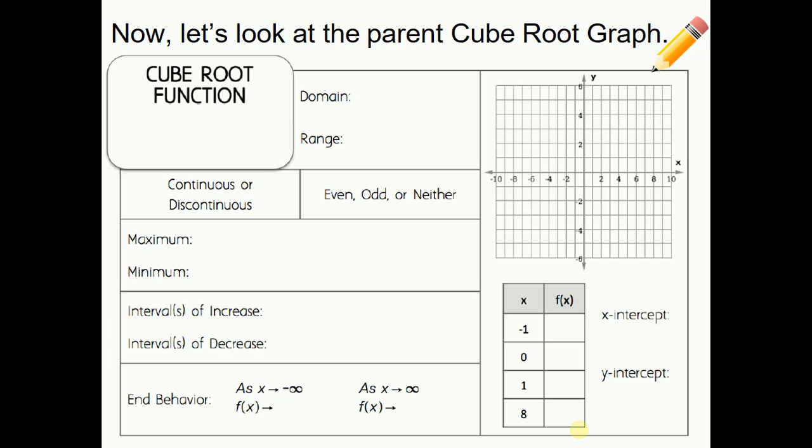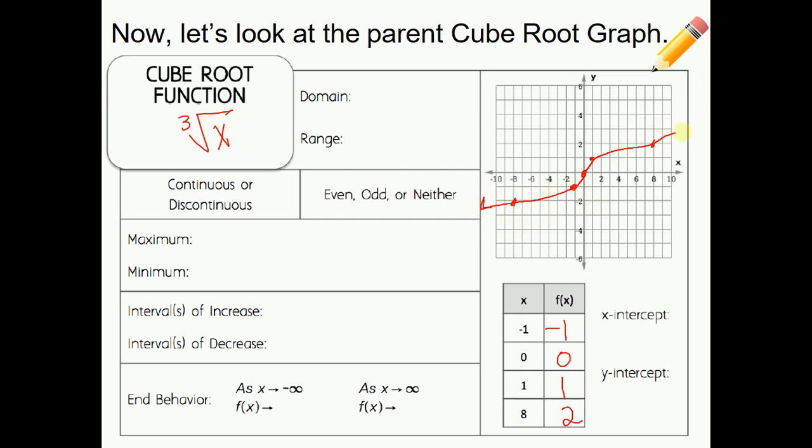Well, now let's take a look at the parent cube root graph. So cube root graph looks something like this. Let's plug into my table here. So cube root of -1, that is in fact -1. Cube root of 0 would be 0. Cube root of 1, 1. Cube root of 8, 2. So I'm going to graph those dots here. -1, -1, 0, 0, 1, 1, and 8, 2. Then also another dot on here. -8, -2 would be also.